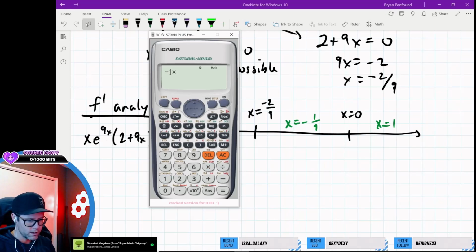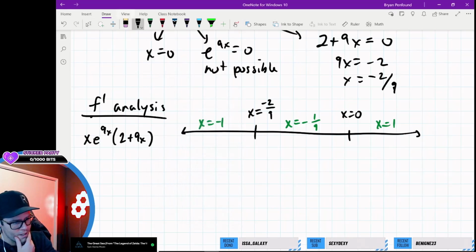So -1, we'll do e. Nope, that's a pi. That's definitely not e. e to the -9. And then 2 take 9. So that should come out to be some, oh, that's a very small positive number, but our sign does come out to be positive.